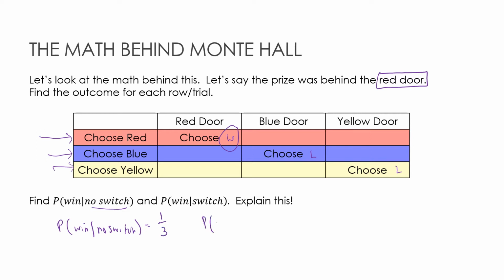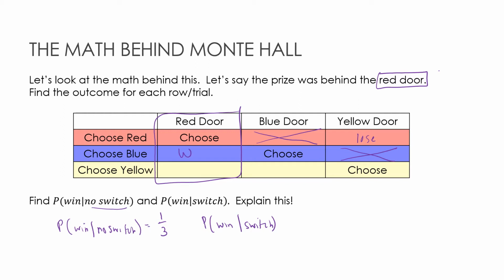Now let's talk about the probability of win with a switch. So I'm going to erase my little marks. Now let's say I chose red. Now remember, this is still the winner. So let's say I choose red, and that means I'm taking away one of the losing doors. So now I'm going to choose yellow and I lose. So I lost there. Let's say I chose blue. Well, then I'm taking away one of the losing ones. So I'm taking away yellow, which means if I switch, I'm going to get red and I win.